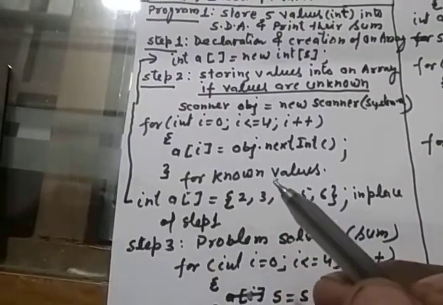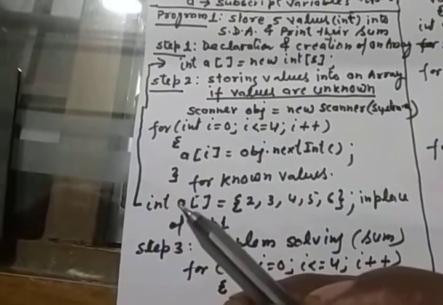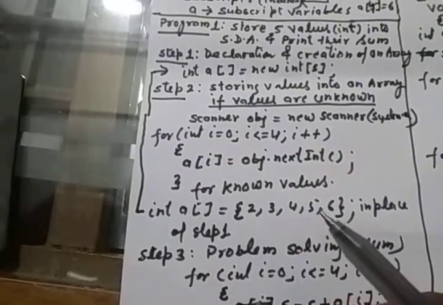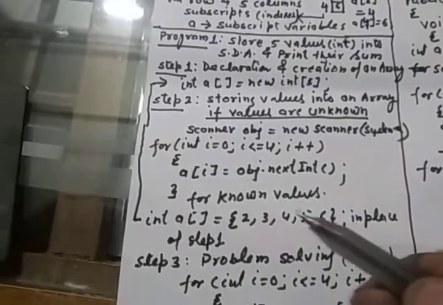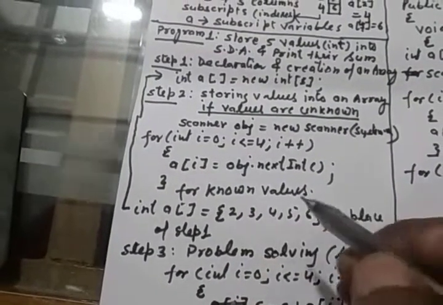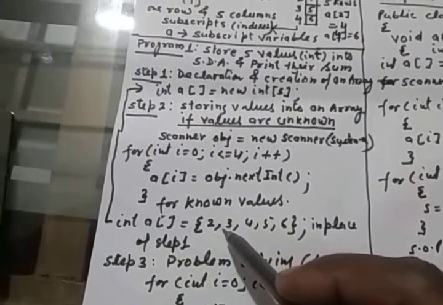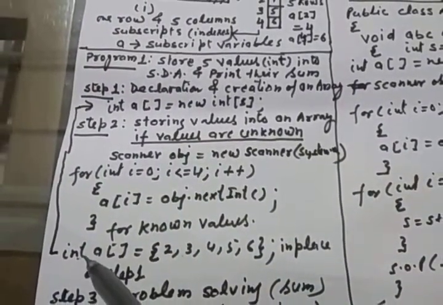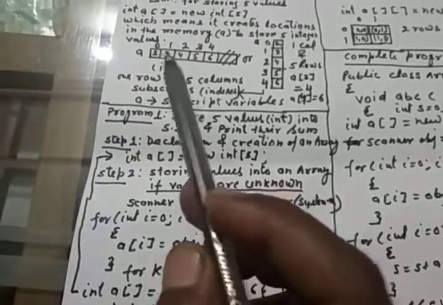If values are already known, so what will we do? Then we will write only int a[] = {2, 3, 4, 5, 6}. So what is happening here? What is the meaning of this line? The meaning of this line is, if the values are known, we only have to write int a[] equal to curly bracket 2, 3, 4, 5, 6. So the values will be stored in such a way.